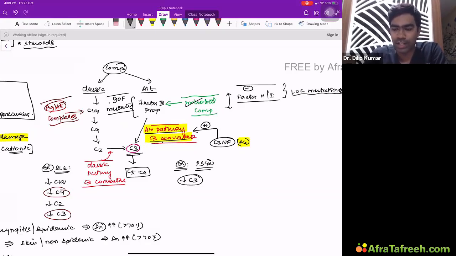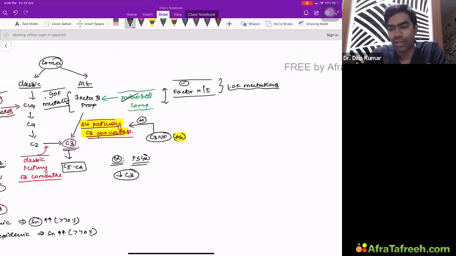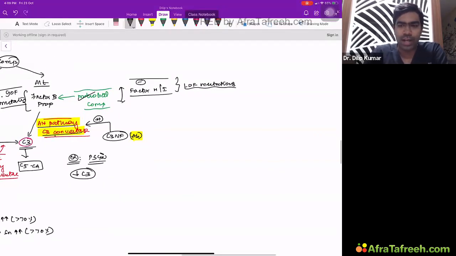So that's why in these conditions, usually only C3 will be low. Other things may not be low. That is very important to know. So whenever they ask you about these typical complement-mediated disorders in exams, there are a few things that you need to know.